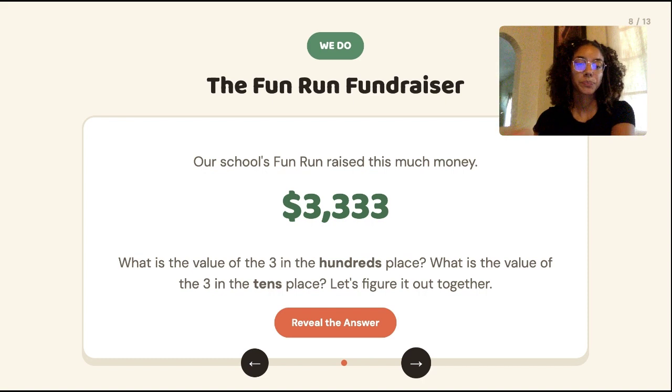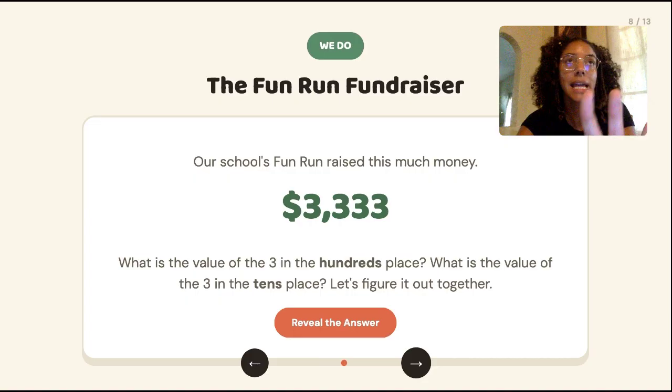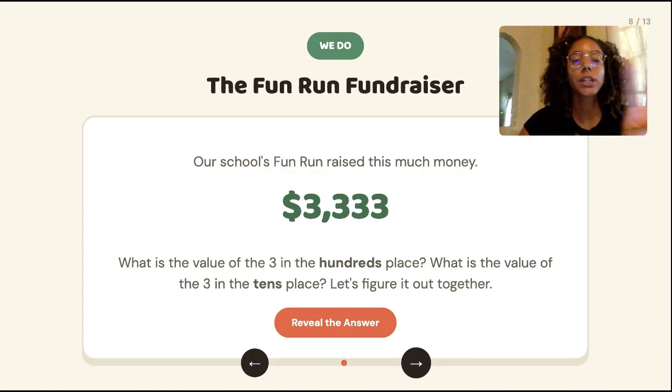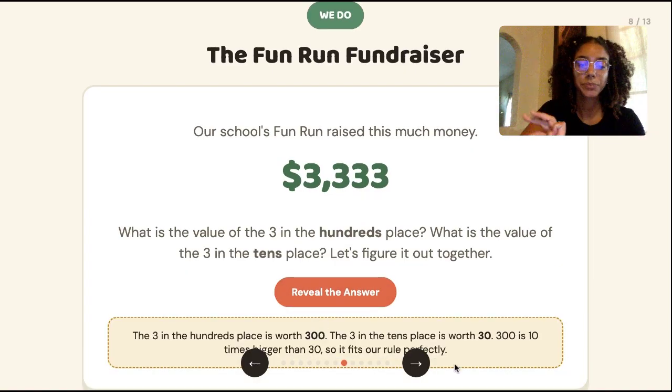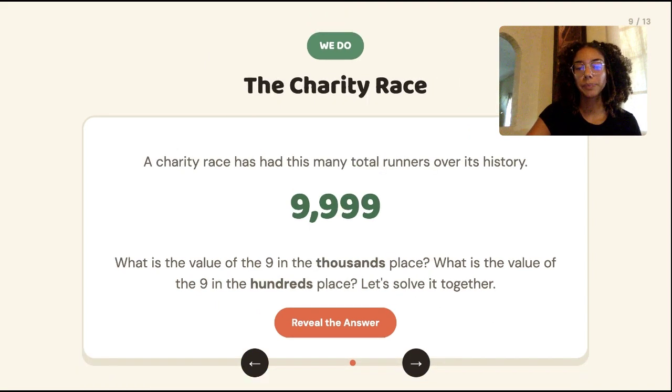Let's do one together. Our school fun run raised this amount of money, $3,333. So what is the value of the 3 in the hundreds place? I have 3 in the hundreds place, so the value of that is 300. What about the 3 in the tens place? If I have 3 tens, 10, 20, 30, the value of the 3 in my tens place is 30. This fits our rule perfectly. Let's do another one.